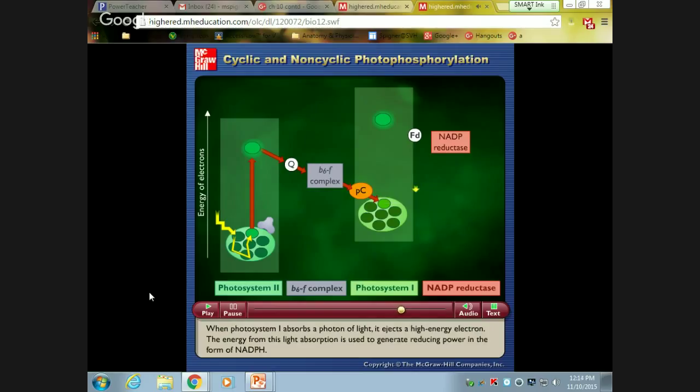When photosystem 1 absorbs a photon of light, it ejects a high-energy electron. The energy from this light absorption is used to generate reducing power in the form of NADPH. The ejected electron is replaced by an electron from photosystem 2.